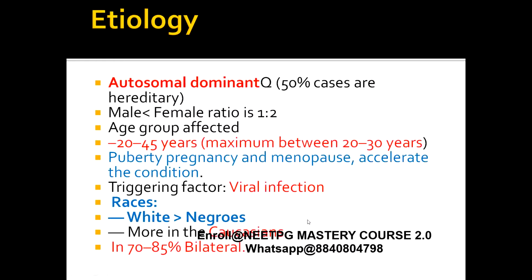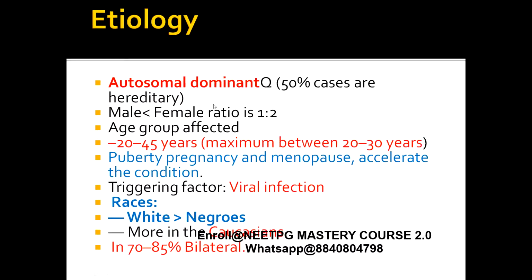So I have repeated it twice so that you get it. Now these are the MCQs which you should know. It is autosomal dominant in 50% of cases. I will repeat, it is autosomal dominant in 50% of cases. That is, in most, or 50%, it is autosomal dominant.